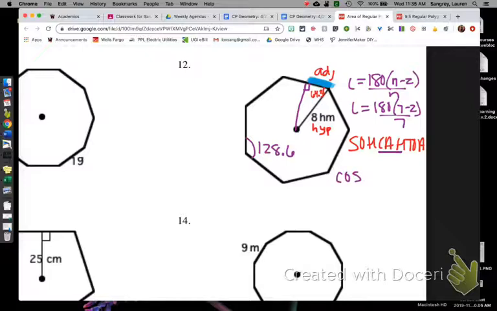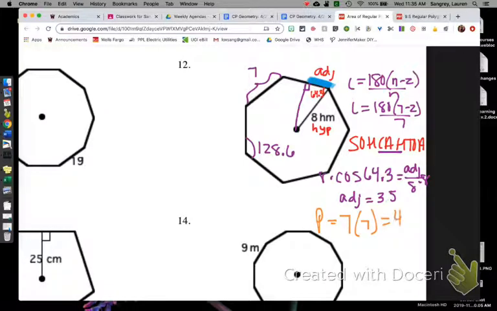So I have cosine of 64.3 equals the adjacent side over the hypotenuse, which is 8. You're going to multiply both sides by 8. And the adjacent side should be 3.5, which means if I multiply that by 2, each side is going to be 7. So now I can get the perimeter. There are 7 sides, and each of those sides is 7. So our perimeter is 49.